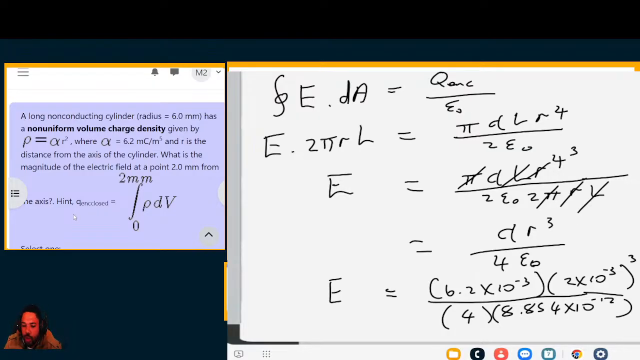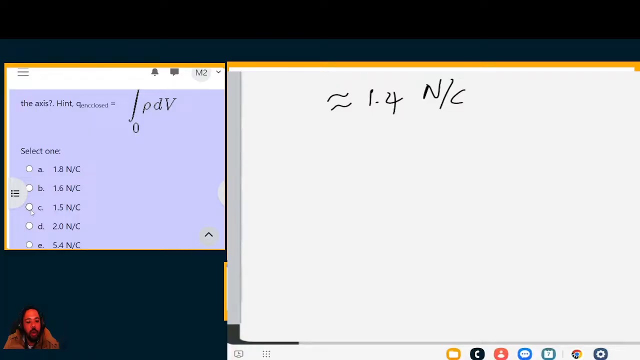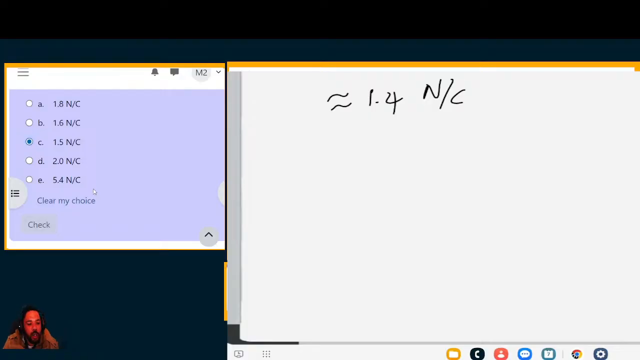And that, ladies and gentlemen, should give you your answer for the electric field. If you work it out and plug everything in, it's approximately 1.4 newtons per coulomb. That is the electric field. Let's see, there's an option for 1.4. It should be 1.4 something, and they round it off to 1.5. Let's check. And yes, 1.5 is correct. It depends on where you round off.